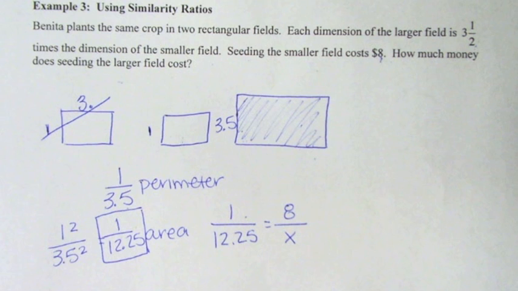So it costs $8 to seed the smaller field and $98 to seed the larger field.